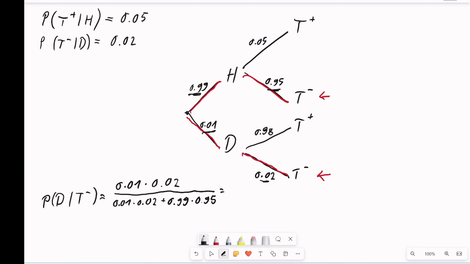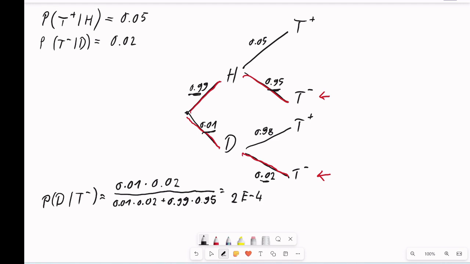Okay. And then what we're going to do is, of course, use the calculator and calculate this. And what we get here is 2 times 10 to the minus 4. If you didn't have that intuition, that's absolutely fine. That's why we're doing the calculations. So 2 in 10,000 will have the disease even though they have tested negative.